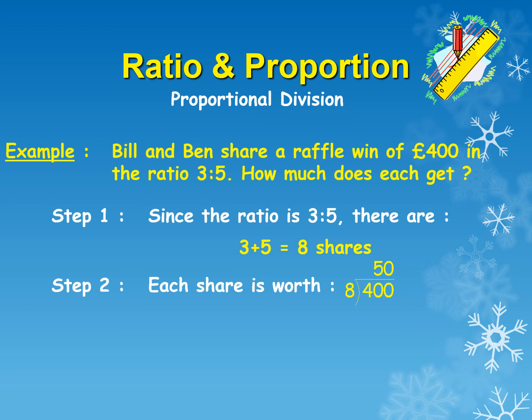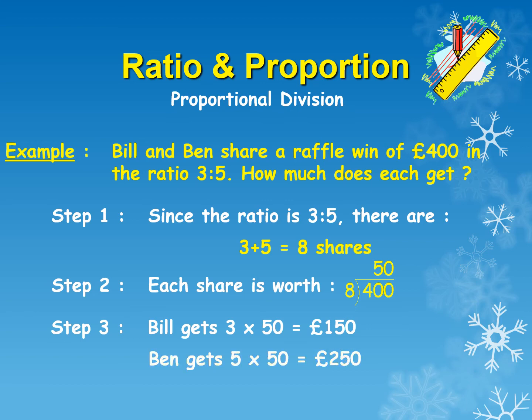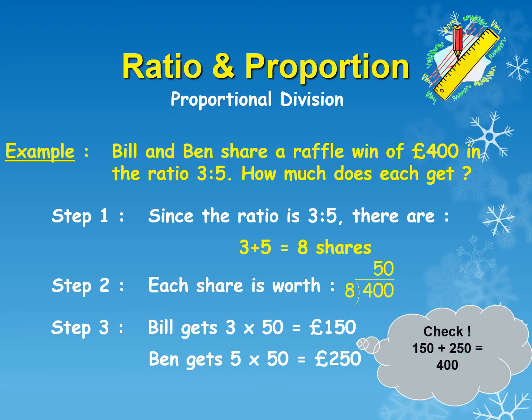Taking a look at the ratio 3 is to 5, Bill comes first before Ben. So Bill gets 3 times 50, whatever the amount that we have in step 2. So 3 times 50 equals 150 pounds. And Ben gets 5 times 50 equals 250 pounds. To check whether our answer is correct, let us add. 150 plus 250, is it equal to 400? Yes, it is. So our answers are correct.